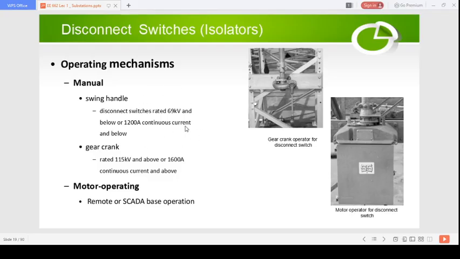You use this gear crank type operation mechanism to operate the isolators which carry a current of 1600 ampere or more, or with a rated voltage of 115 kilovolt or more. The motorized operations are used to remotely operate these isolators by using a SCADA system or any other remotely operated system.